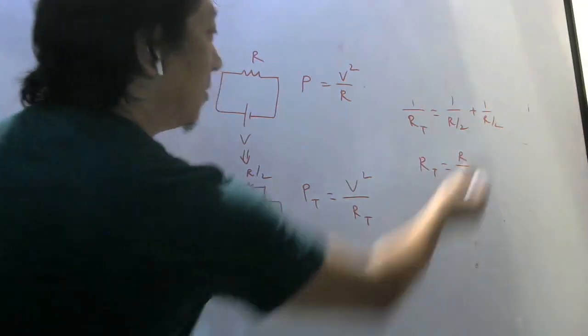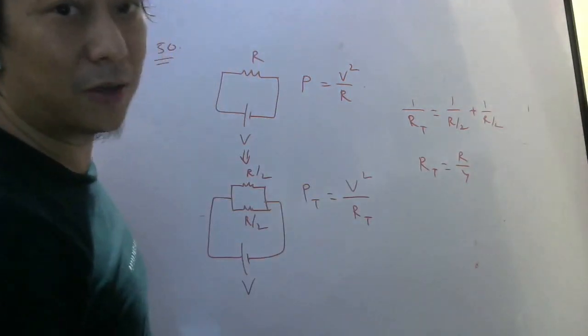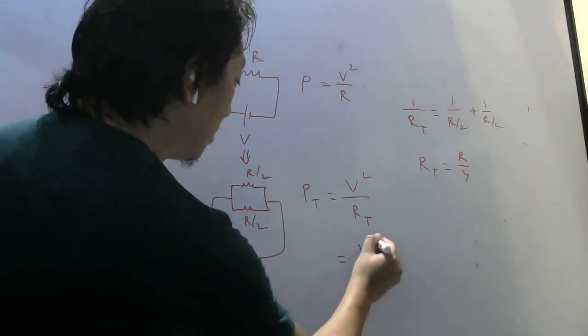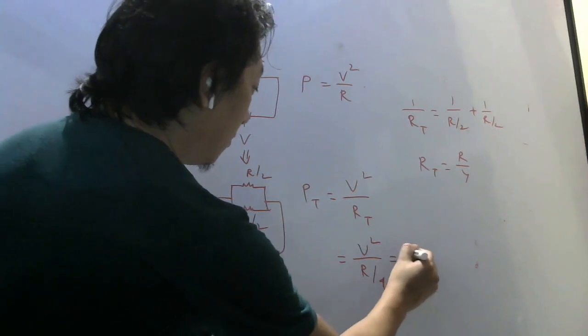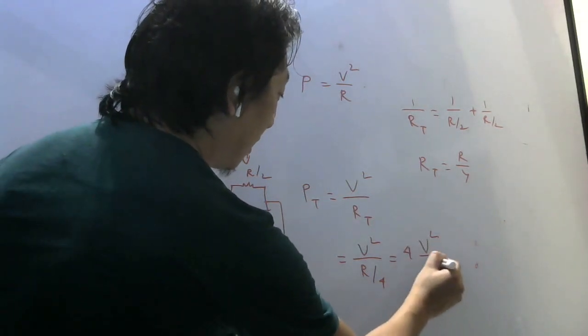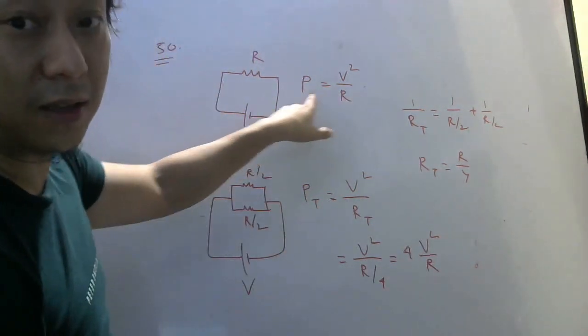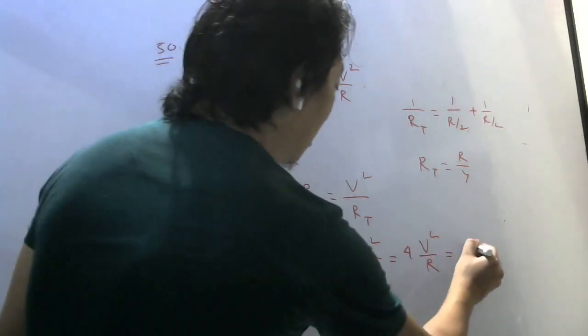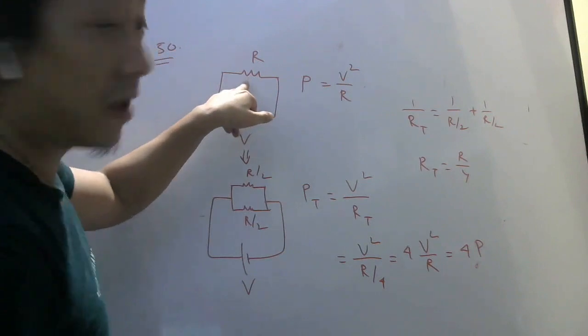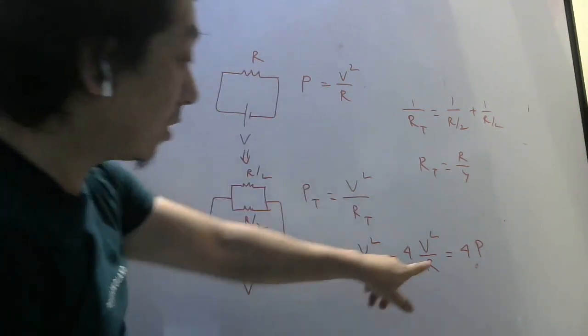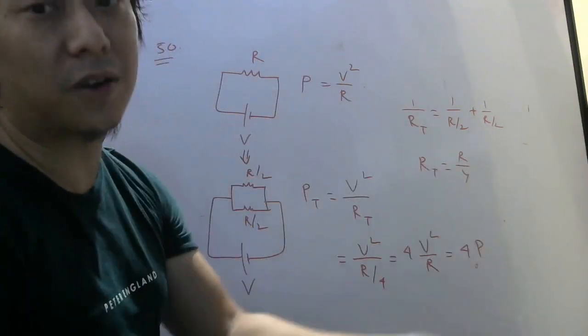This 2 will go up, this 2 will go up. 2 by R plus 2 by R, 4 by R. Ulta will be R by 4. So now it will be V square by total resistance, which is R by 4, so it will be 4 times V square by R. What is V square by R? The initial power. So it will become 4 times initial power. So whatever power this wire was consuming, now it will consume 4 times more power.